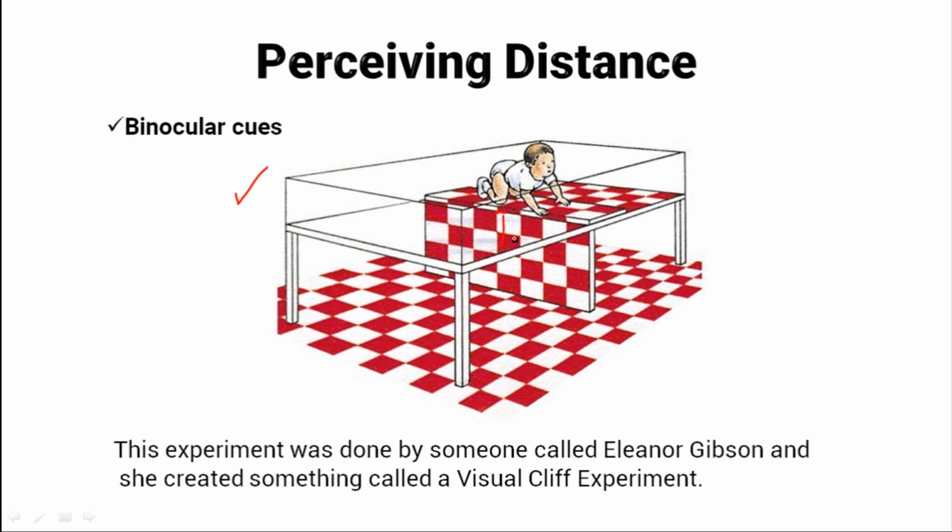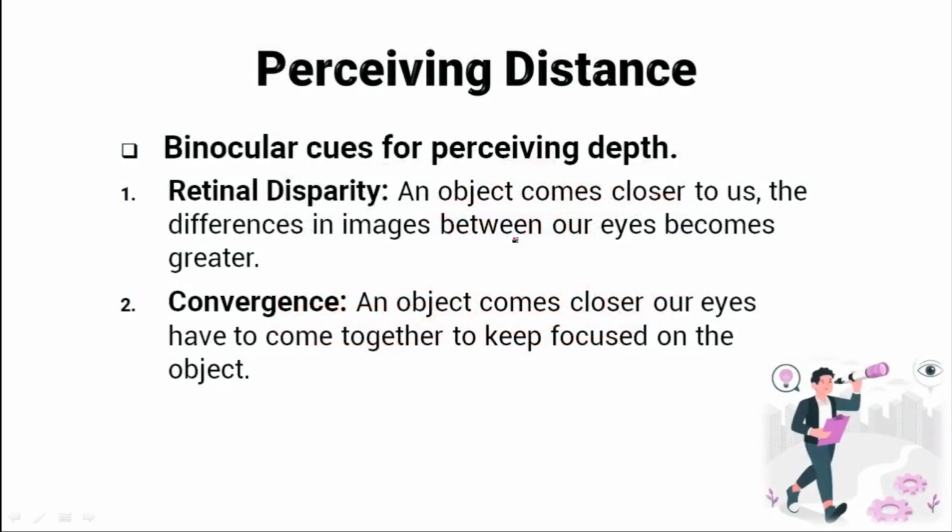She showed that even at a young age, babies can perceive depth and understand that they might fall if they continue crawling. In the visual cliff experiment, the baby relied on a binocular cue, which means this baby used both eyes to perceive depth. Let's understand binocular cues for perceiving depth. We need both of our eyes to use these cues.